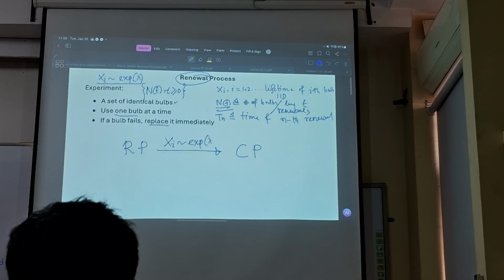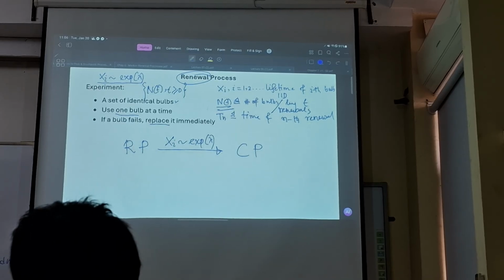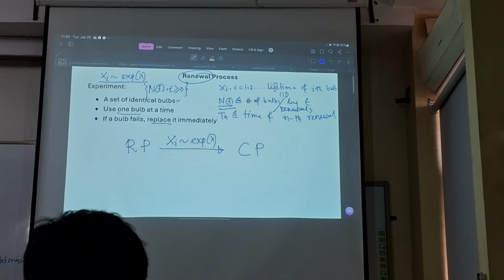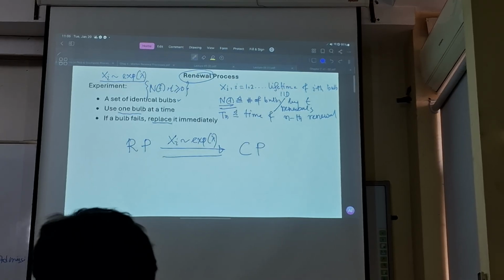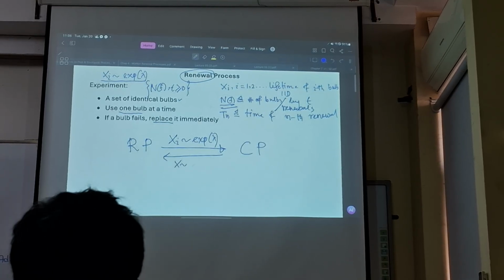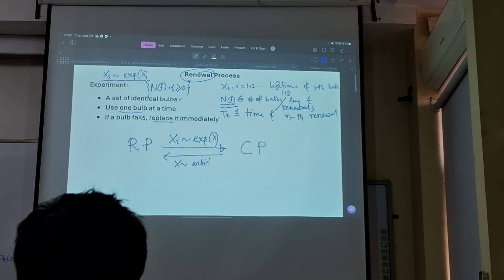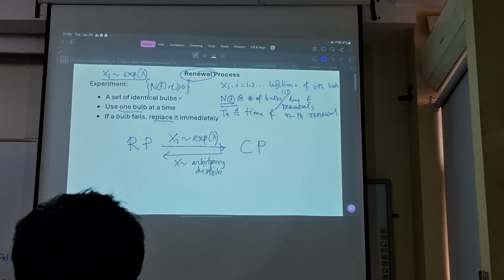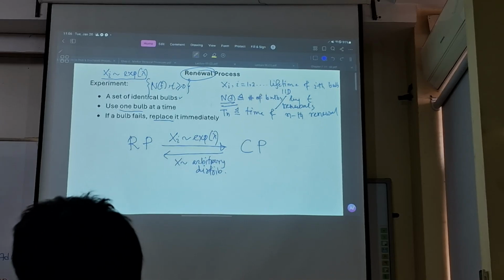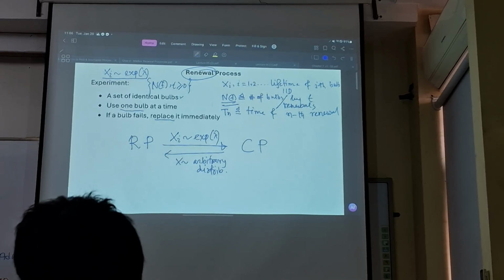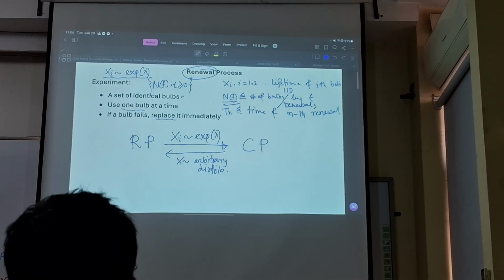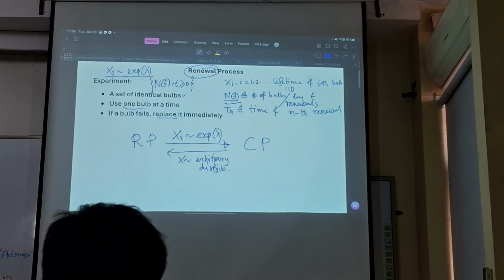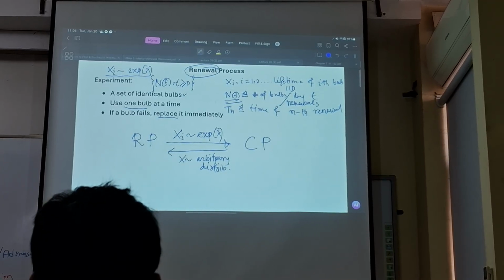Exponential with rate lambda. And a counting process actually converts to a renewal process when Xi is, if you go in this direction, anything, an arbitrary distribution. So a generalization of the counting process is the renewal process, and a specialization of the renewal process is the counting process, right.